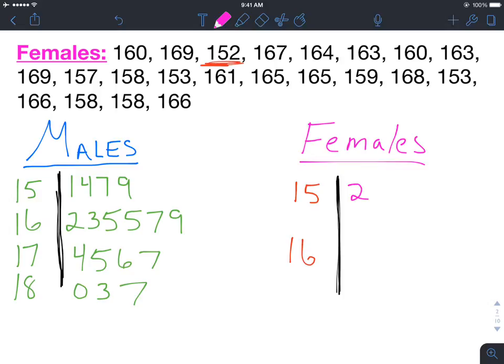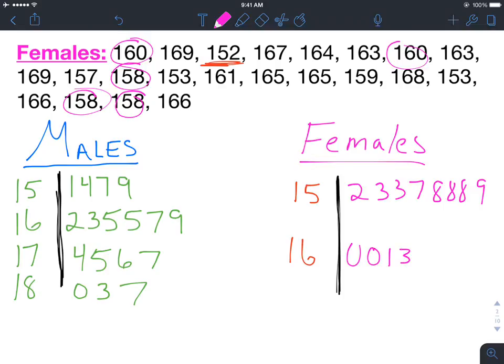152, 153, 153. I got 3 girls at 158, so I'm just going to put some 8s there, and then 1 girl at 159, and then I'm just going to look at the 160s now. I got a bunch of 160s. 161, 163, 163, 164, 165, 165.